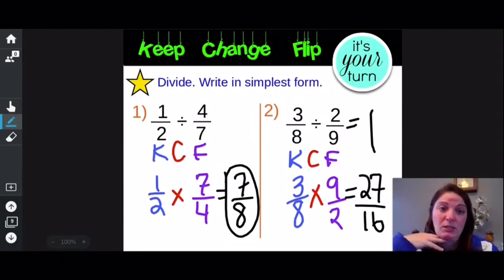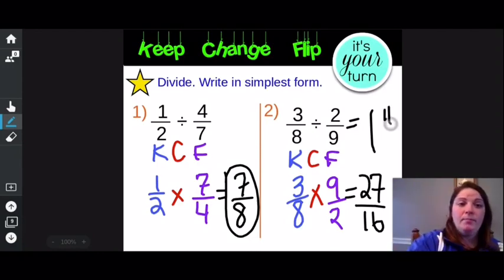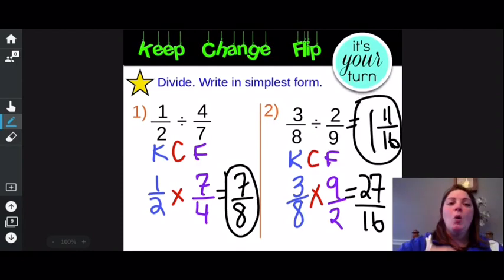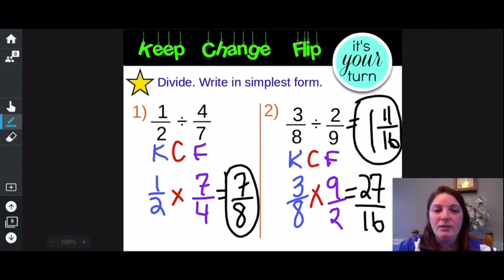Well, if I take 16 away from 27, how many's left? Yeah, 11. And I keep my denominator. So you should have gotten in simplest form 1 and 11/16. How did you do? Just remember, keep, change, flip.